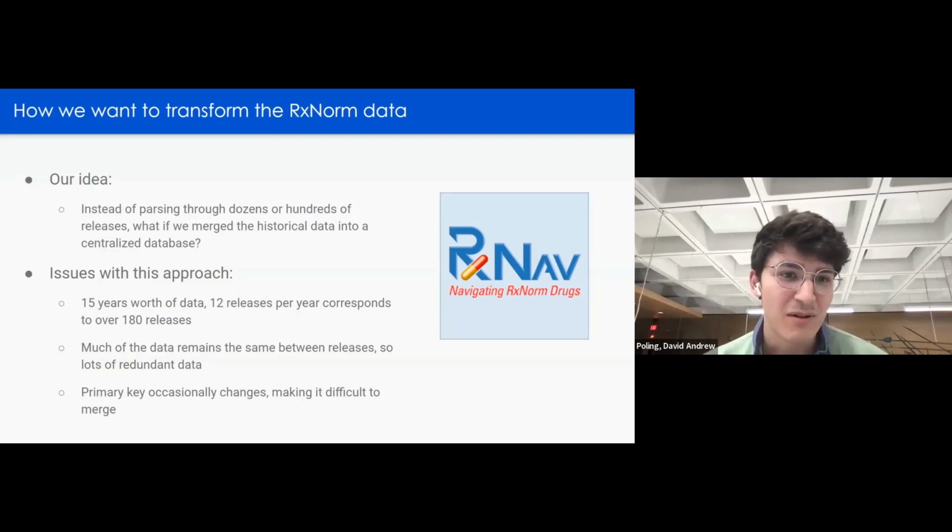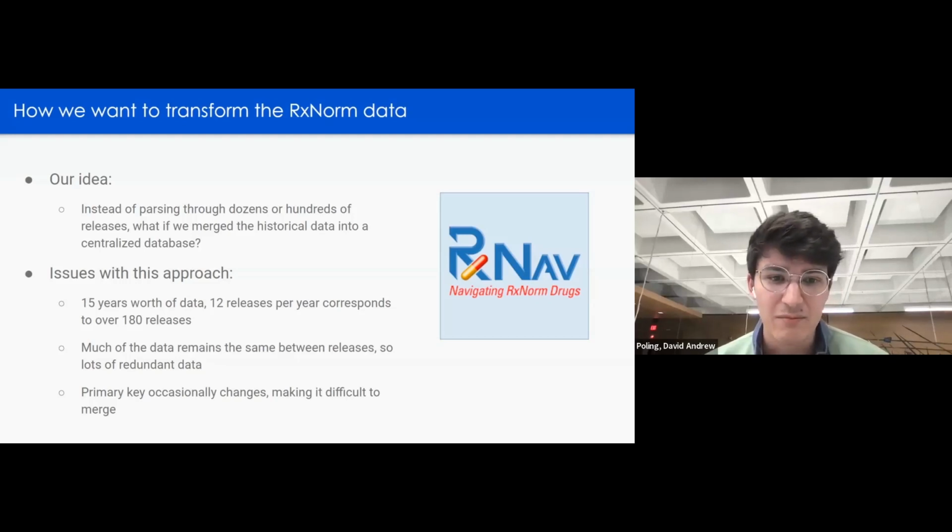So our idea was, instead of having to parse through each of these individually to find specific data, we would try to merge all the historical data into a centralized database. This would make it much easier to query for specific data, but there were issues with this approach. When we're dealing with this much data, you have the simple time and storage constraints. This is too much data for us to feasibly store, and it's just not the most efficient way.